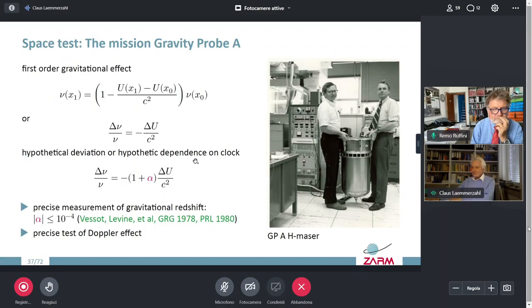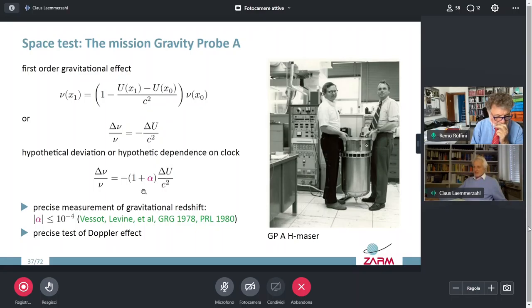But then in the 60s, atomic clocks were used, and it's really nice that after 10 years there was already a space experiment with these atomic clocks. So the transition from ground instruments to space instruments is, in some cases, really, really fast.